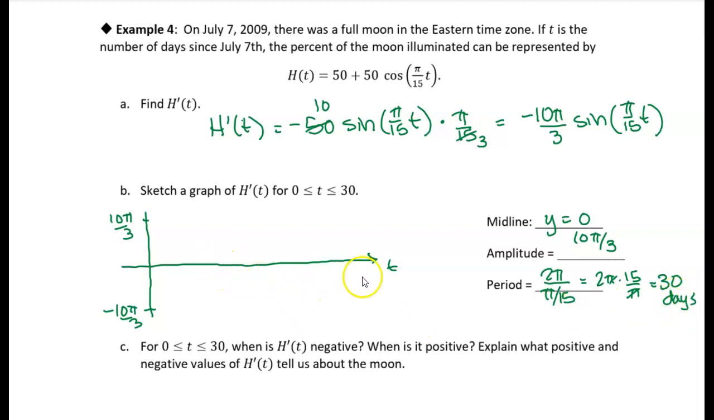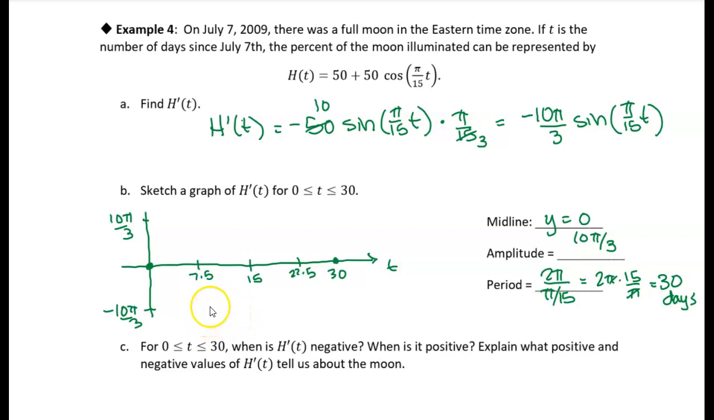All right, so let's graph that. If one period goes 30 days, and it's a sine function, it's going to cross the midline, which is 0, at 0 and 30. So there's 30. Then I'm just going to break my interval here into 4 equal parts. So here's 15 days, and this would be like 7.5 days, and this would be like 22.5 days.